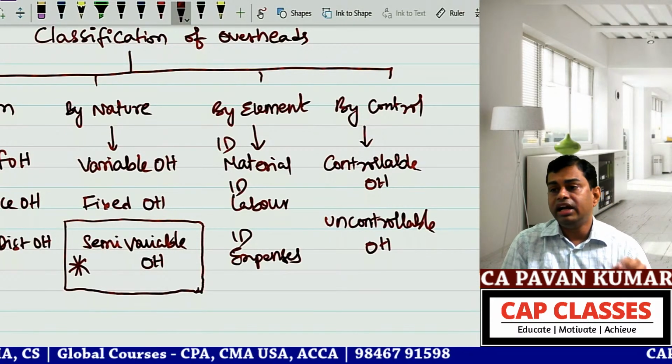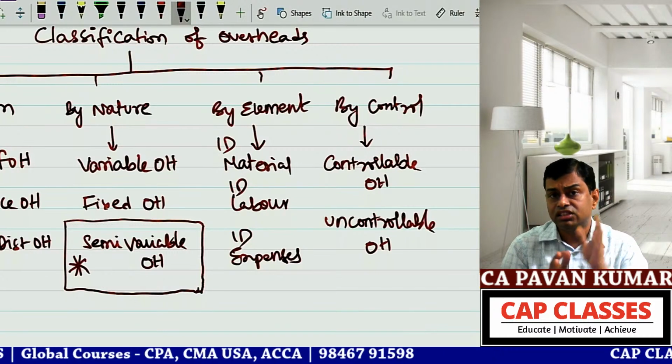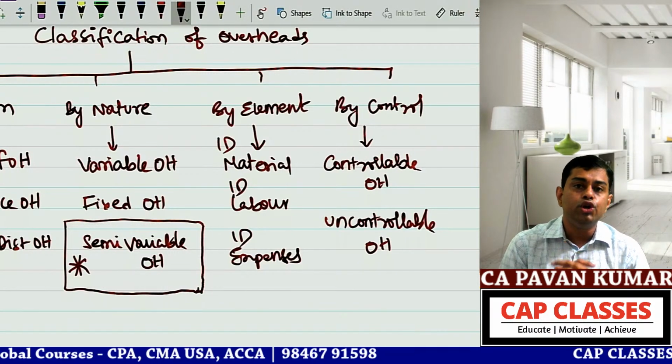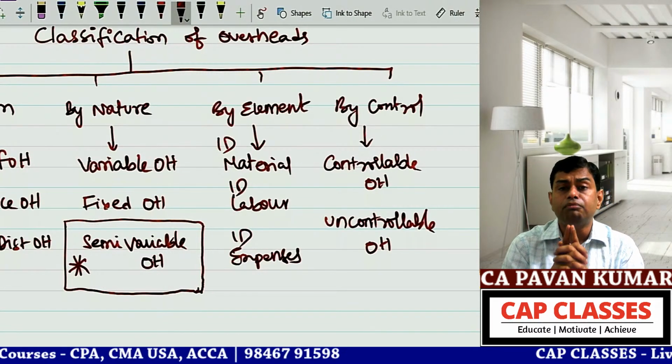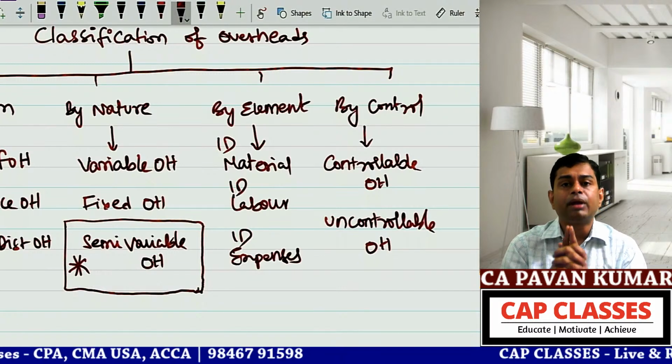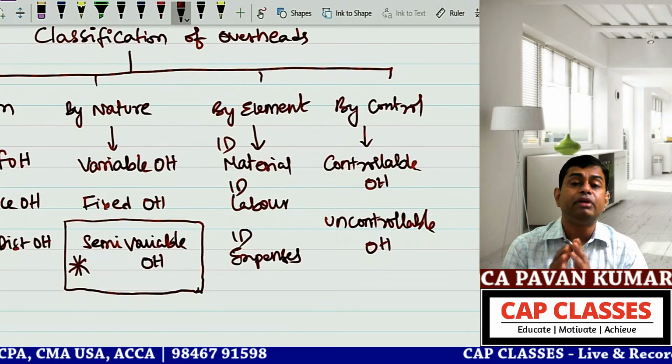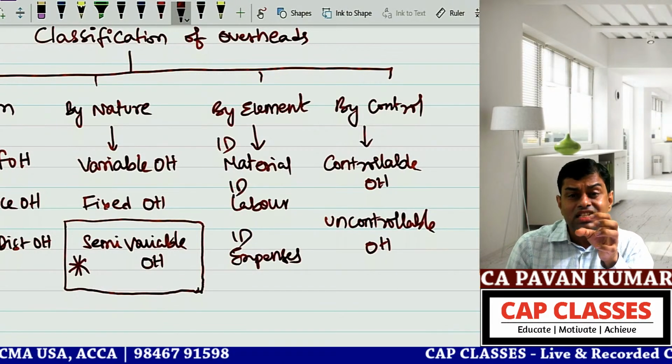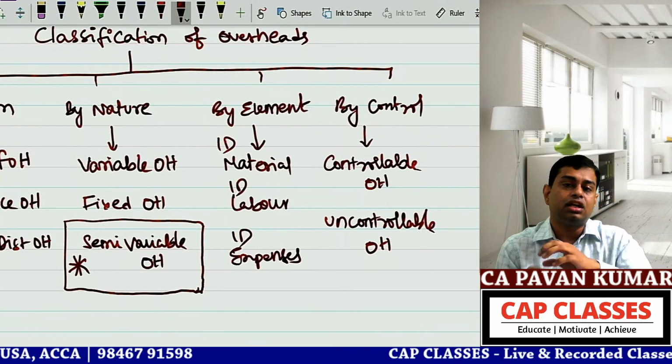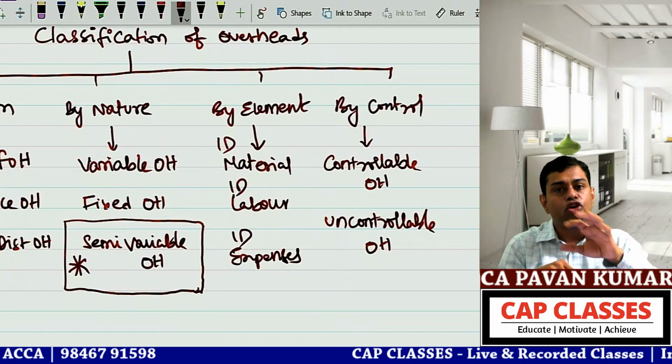Do you remember, on the first day of class of costing itself, your teacher might have told you that one of the primary objectives of a costing system is cost control, cost reduction. You remember cost control, cost reduction.